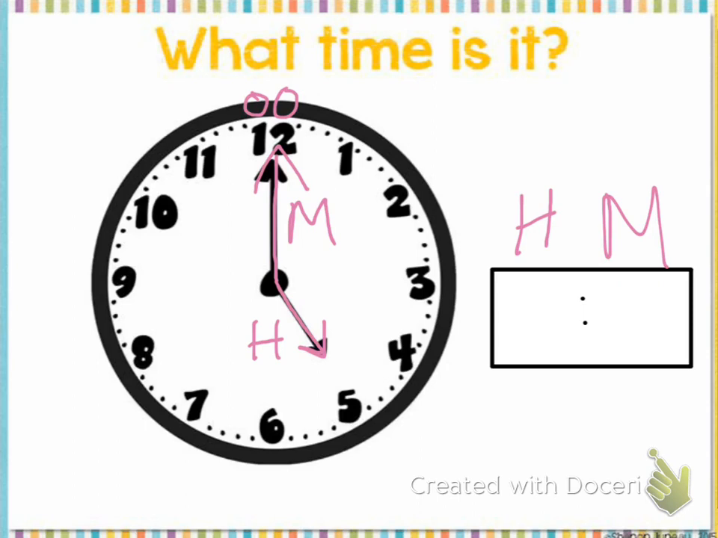Now looking at this, I can tell that it's pointing to the 5. So it's the 5th hour and 0 minutes. So this is 5 o'clock. Whenever you see the 00, you say o'clock.